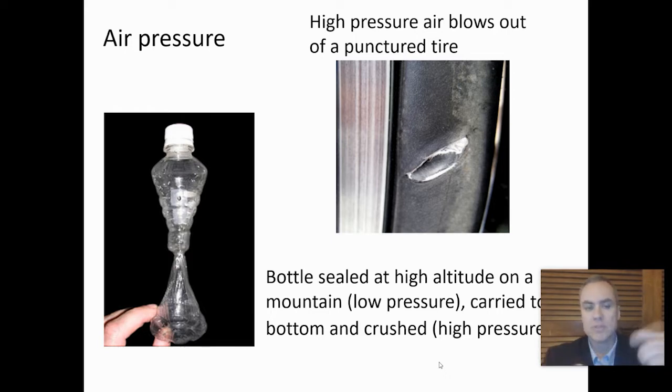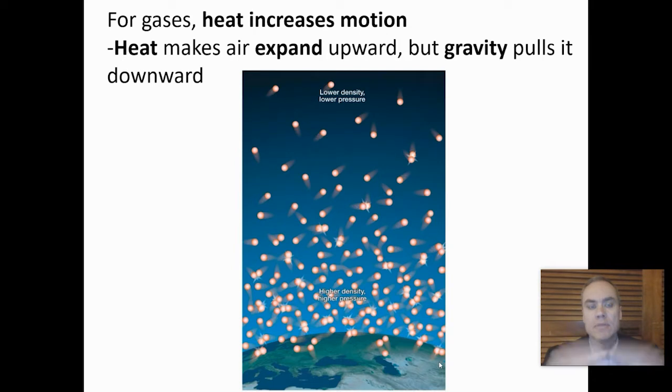We see the reverse on the left. You see a bottle that was sealed at the top of a mountain at 13,000 feet. It's very low pressure up there because the air is very thin. Then somebody carried that bottle to the bottom of the mountain where it was 1,000 feet, and the new high pressure around the bottle that was much higher than the original low pressure at the top crushed the bottle from the outside in. So gases are always in motion, and adding heat always increases that motion.